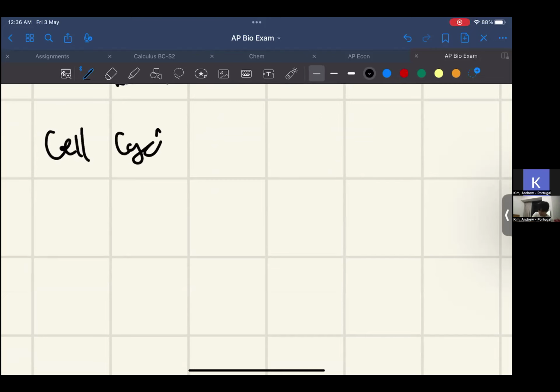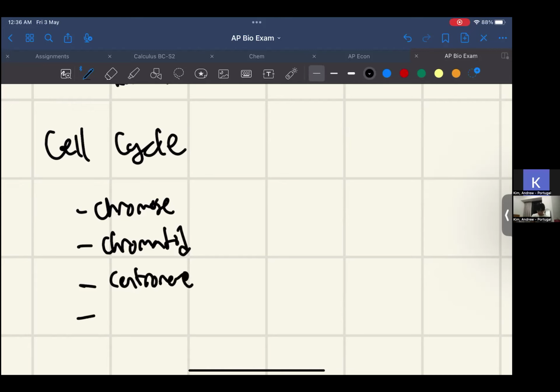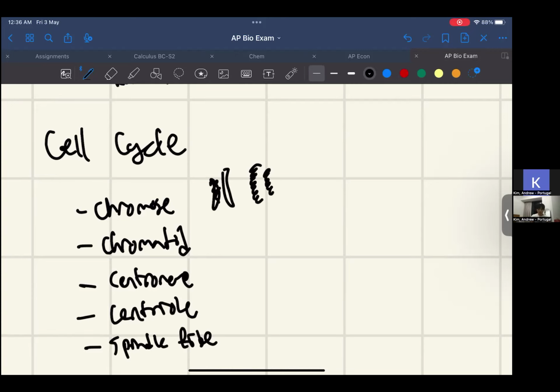Cell cycle. Now, before talking about cell cycle, we have to learn some important terms. First, chromosome. Second, chromatid. Third, centromere. Fourth, centriole. Fifth, spindle fiber. Now, what is chromosome? You really got to know what chromosome is, right? Chromosome is basically where DNA is stored. It's where genetic information is stored, okay? Then what is a chromatid?